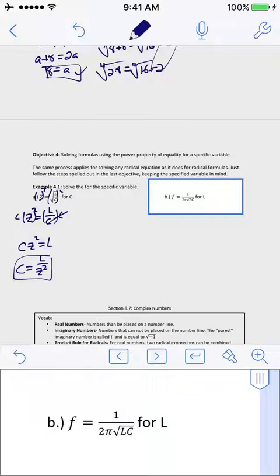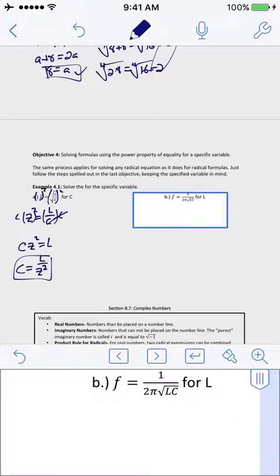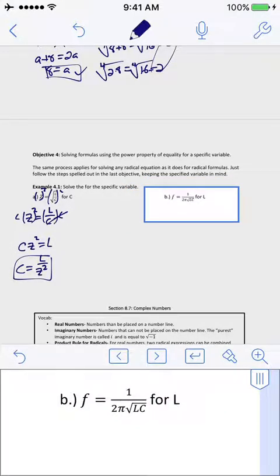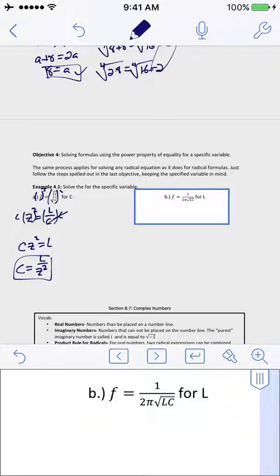Let's do the same thing over here. I want to solve this one for L. F equals 1 over 2 pi square root LC. This is actually a physics spring equation, I believe. Spring interval, you might see this if you're going into engineering a lot. Let's start by taking this rational away.